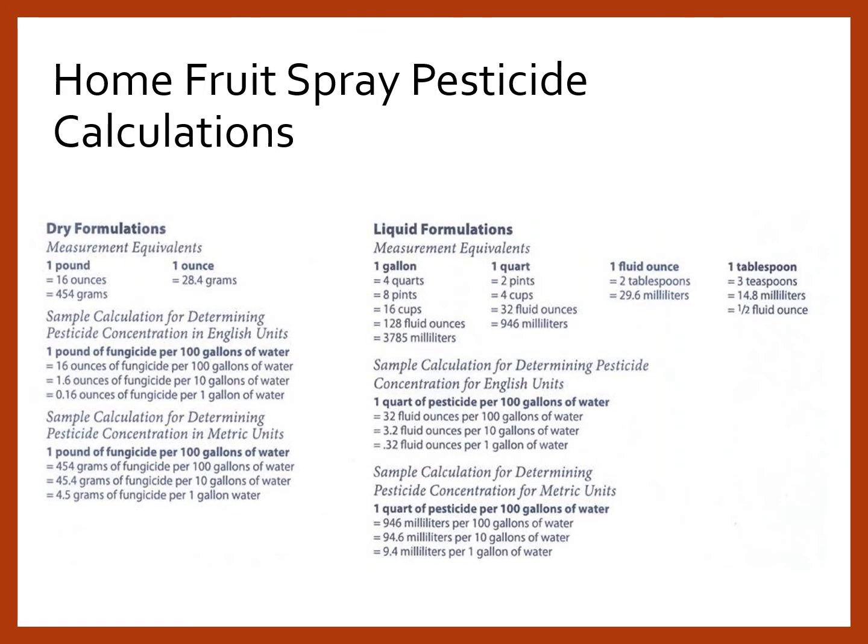Here's some spray calculations. Just put that in there because some people may need it at some point. A pound is 16 ounces, an ounce is 28 grams, those kinds of things. It'll help you mix up your pesticides based on what your label says, but this is just to give you an idea to help you convert some of those measurements into tablespoons or milliliters, whatever you may need.